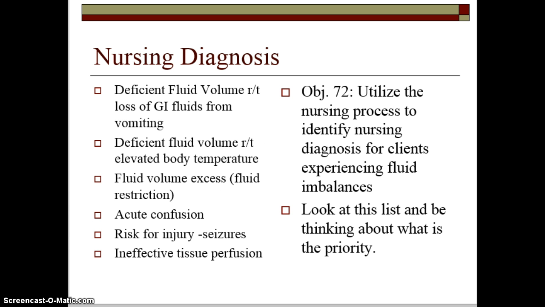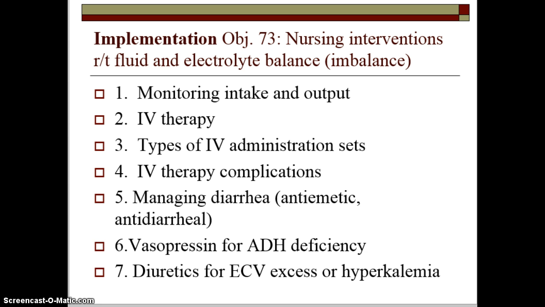There's a lot of nursing diagnosis that will go with this unit. As we look at these, we think of deficient fluid volume related to body temperature, loss of fluids, causing confusion and seizures, and the risk with seizures also goes with the loss of many of your electrolytes that control neuromuscular function. When we look at this, my priority would be ineffective tissue perfusion, the very last one listed, because that's oxygenation, and that becomes the number one on the list.